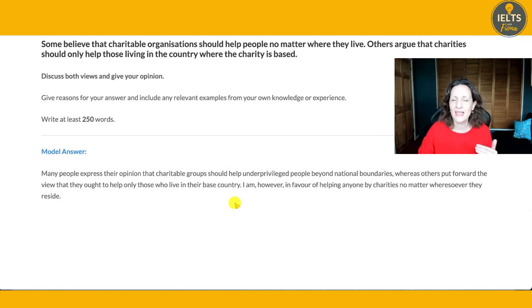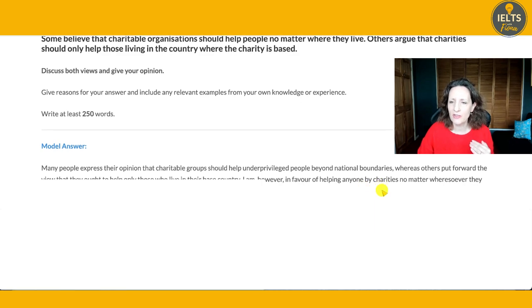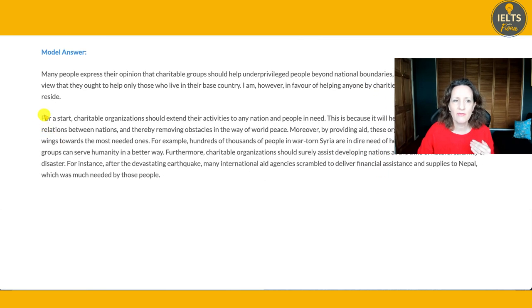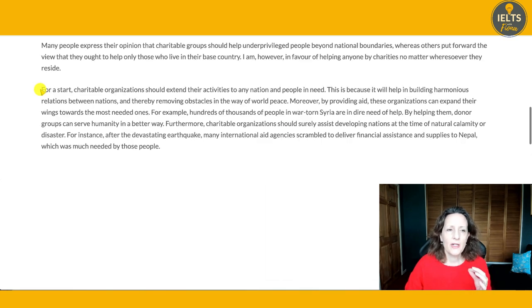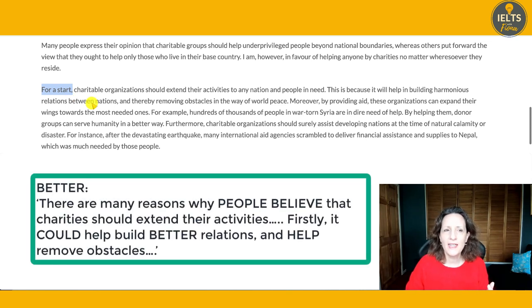Next line: I am, however, in favour of helping anyone by charities, no matter wheresoever they reside. Okay, strange language, a little unnatural, but the opinion is clear here. Good. Next paragraph. For a start, I would not use that to start a paragraph. It's used mostly in spoken English, not written, and it doesn't mean the same as first of all.